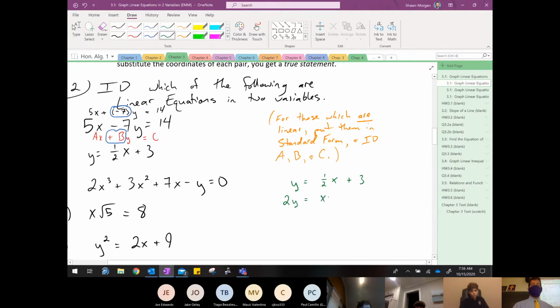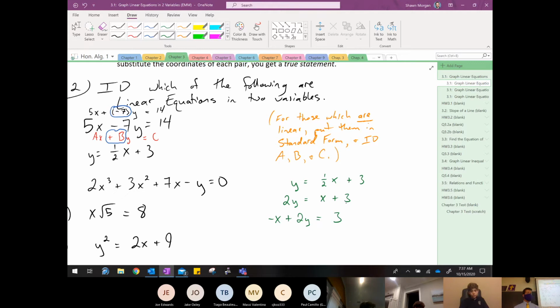2y equals x plus 3. Next step, I'm going to subtract x from both sides. Negative x plus 2y equals 3. What do we think now? Brave Jack McBee over here, he's had his thumb up the whole time. That's a linear function. It was just in a different form, wasn't it?